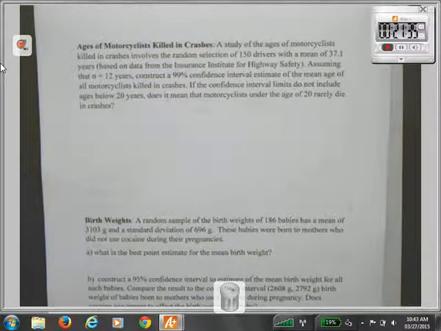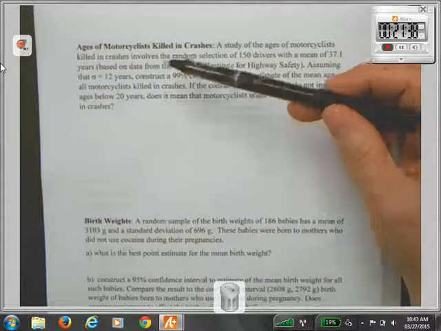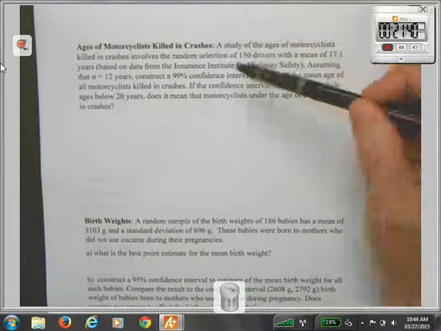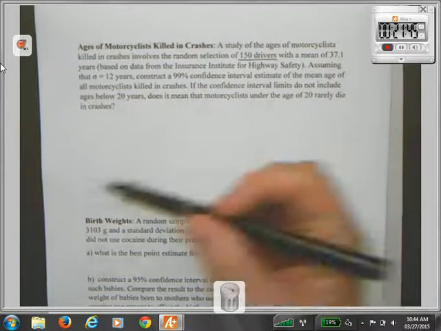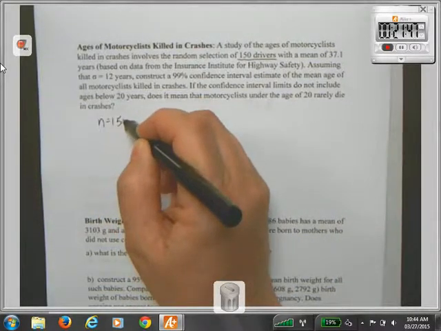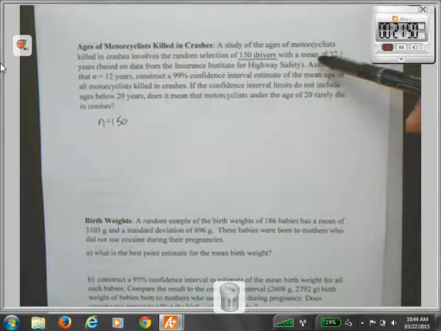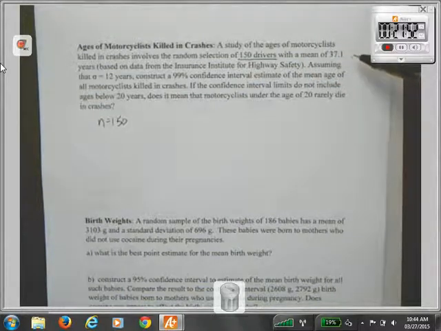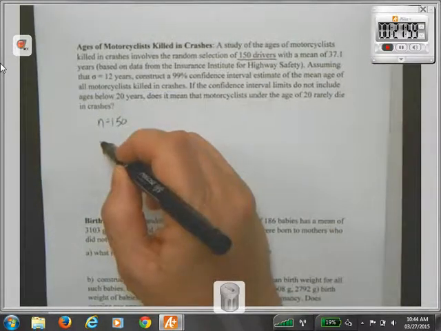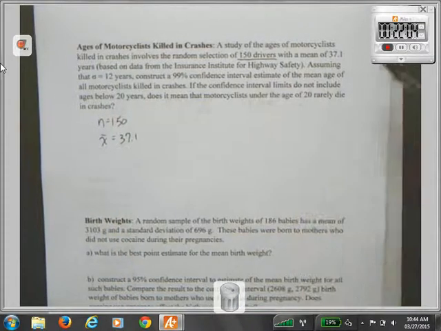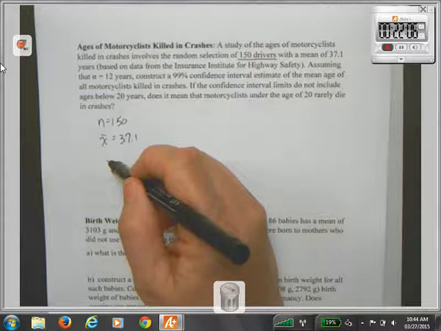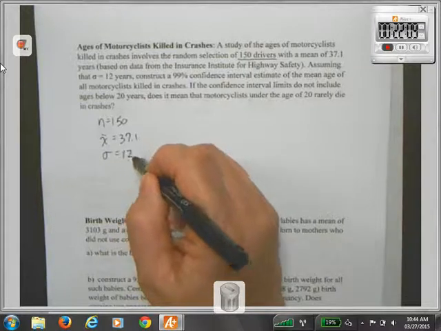All right, a study of the ages of motorcyclists killed in crashes involves the random selection of 150 drivers. What letter is that? That is n. n equals 150. Okay. With a mean of 37.1 years. Okay, so that's a pretty older age than what I was talking about. So x bar, that's the mean, 37.1.